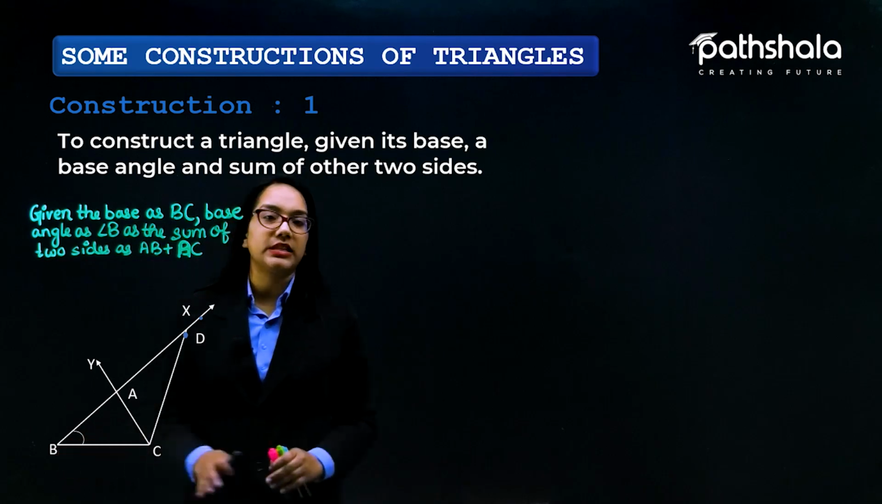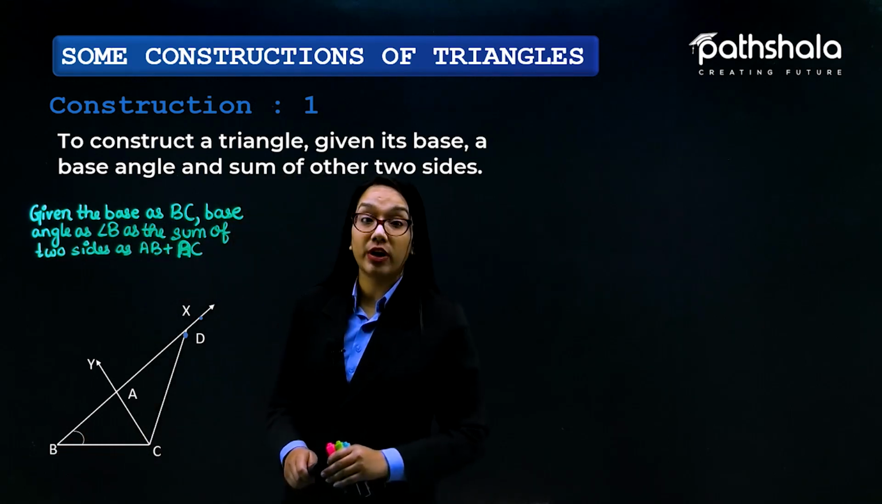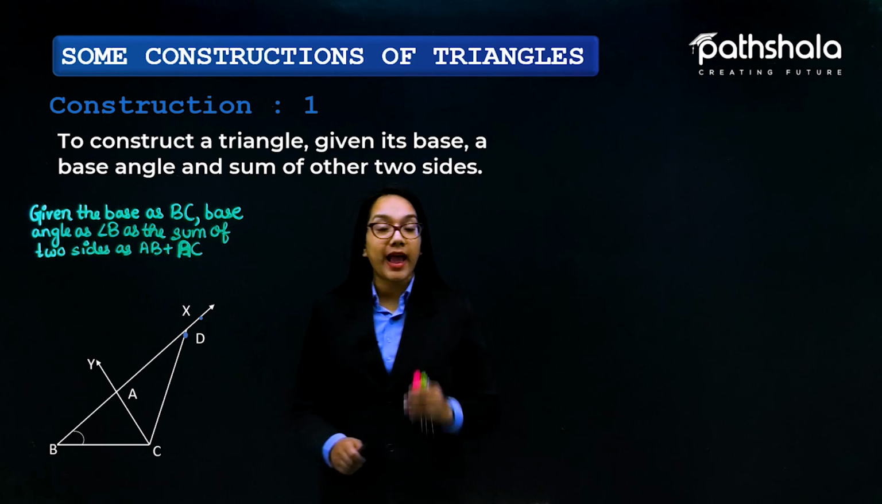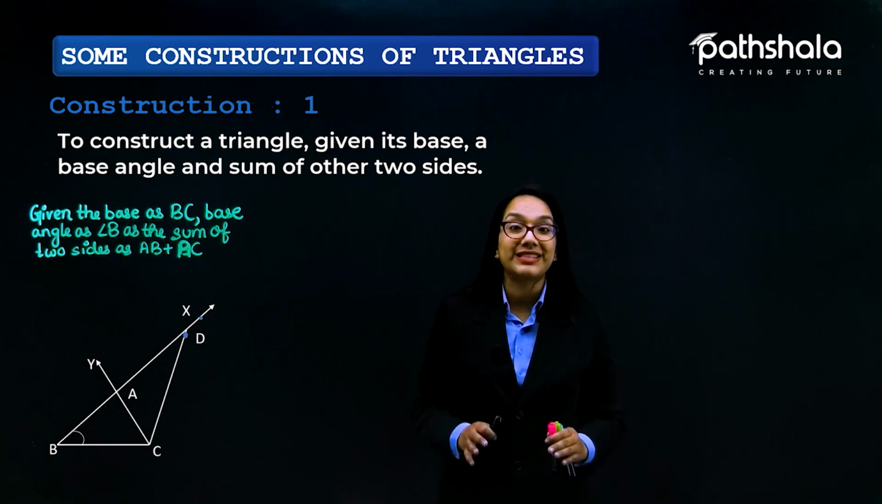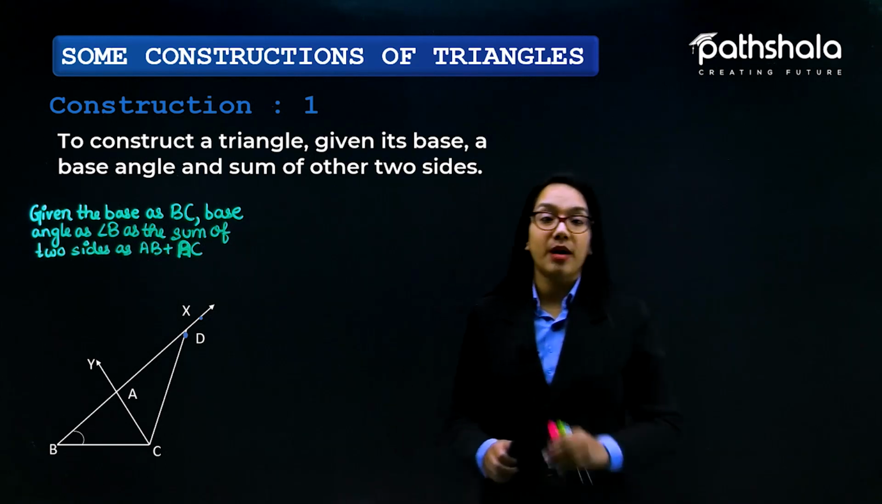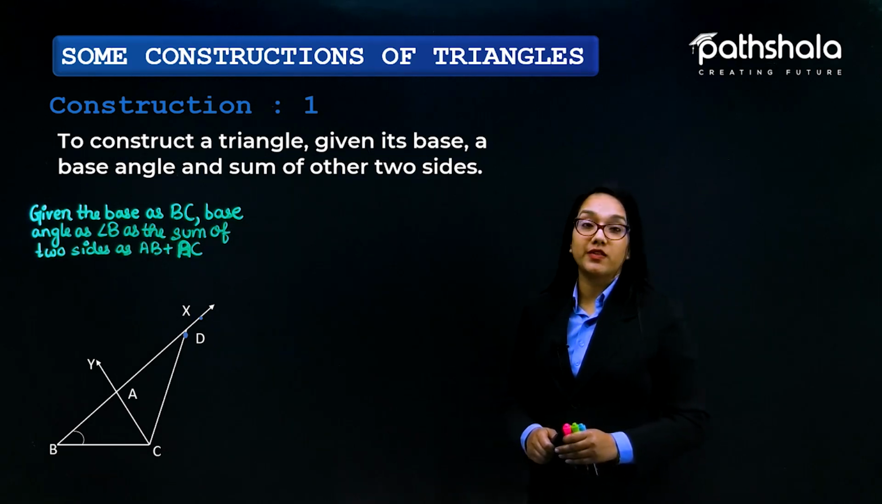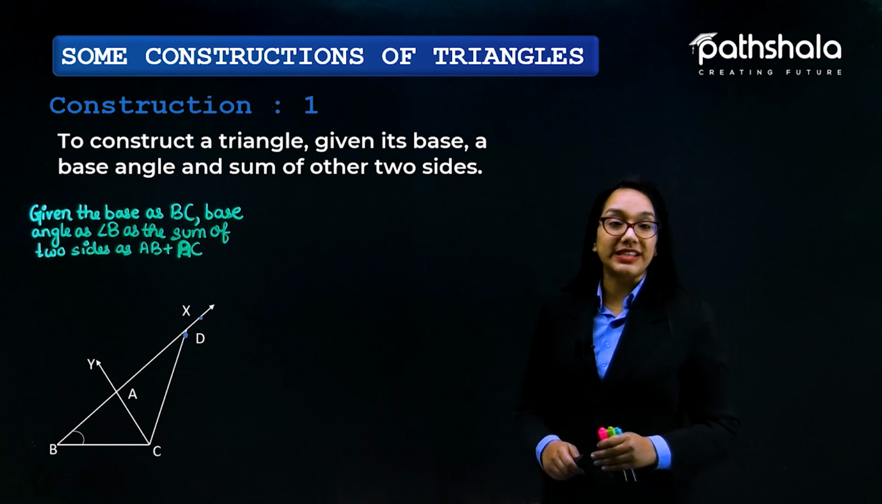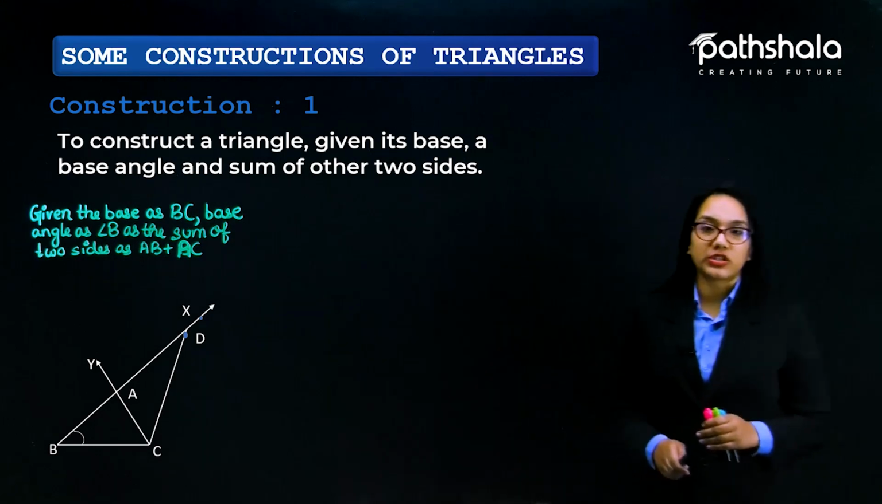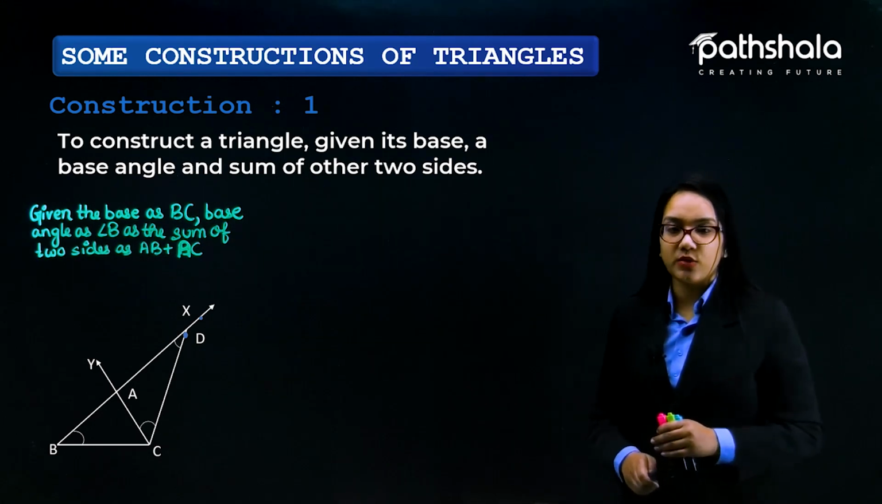ABC is the required triangle whose base, angle is given to us, whose base is given to us, and the sum of the other two sides is also given to us. So this is all about the construction of such a triangle. Let's just see the steps of construction.